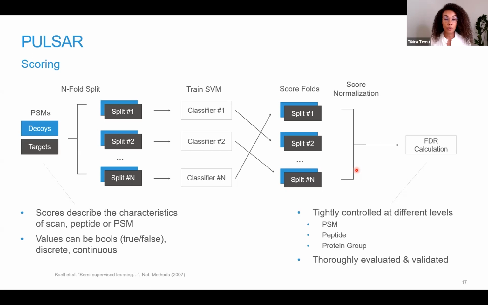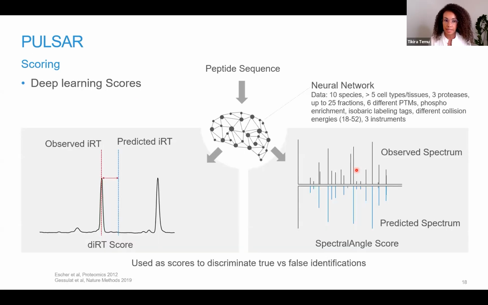Since we cannot go into all of those scores, I still want to highlight 2 scores in particular, and these are our deep learning scores. For that, we created a neural network with a multitude of data that covers different species, different cell types. We have also different proteases, phospho enrichment, ILQ, instruments, and collision energy. And we have 2 scores that we predict out of that.